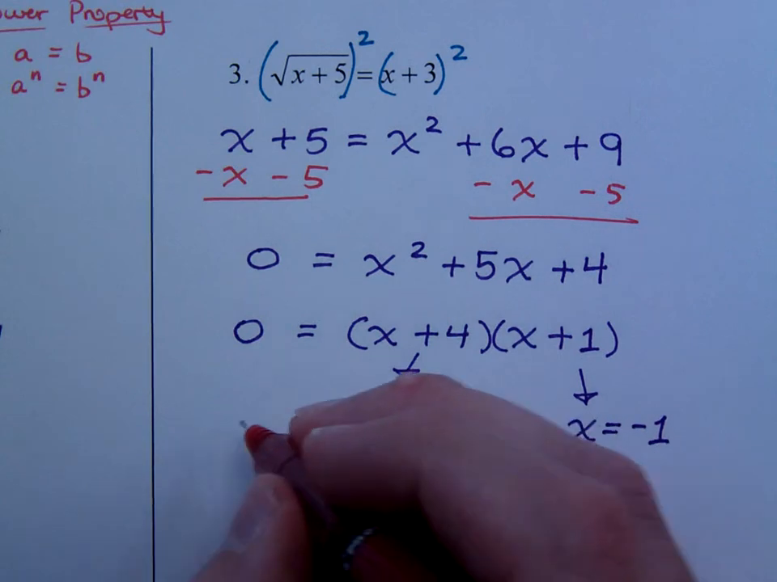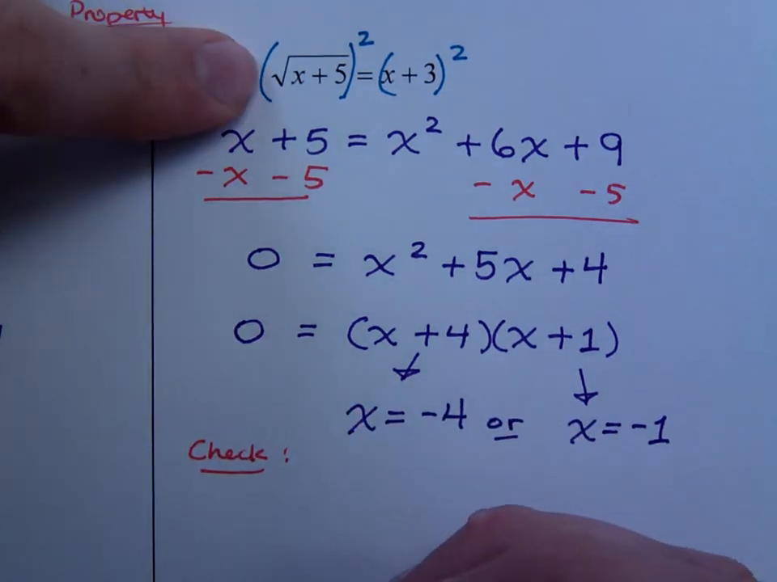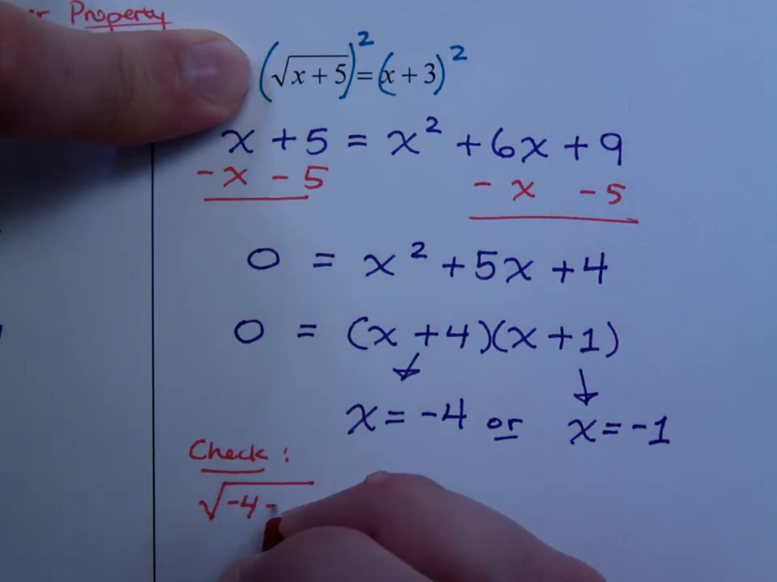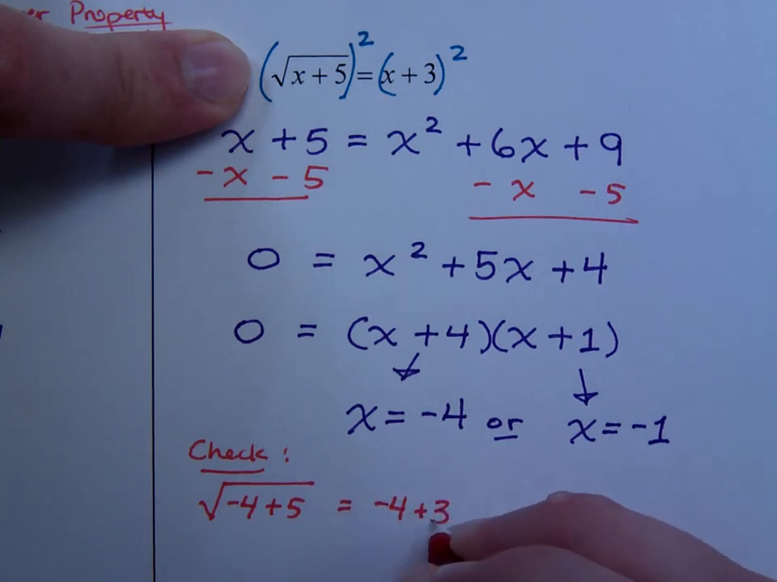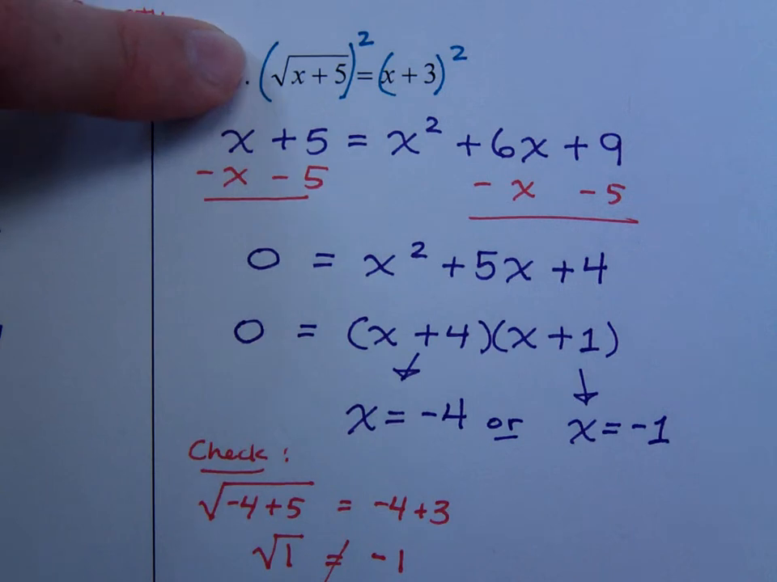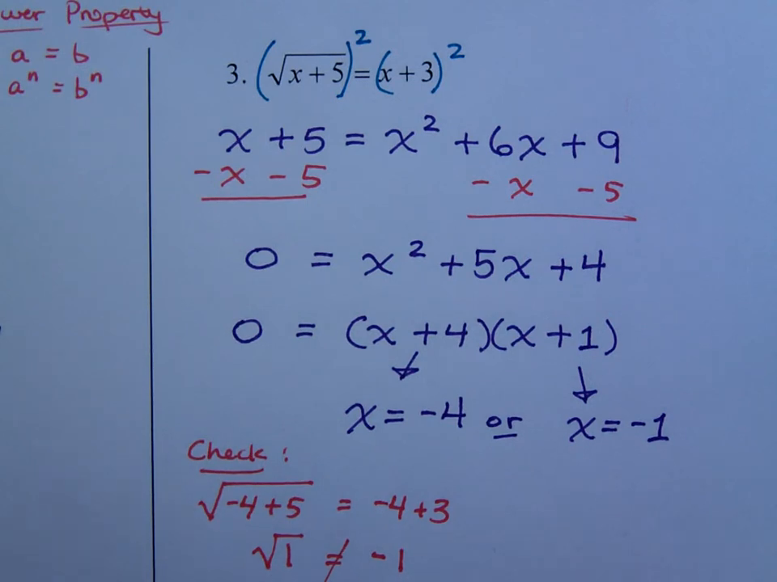If I check this guy right here, if I plug in -4, is the square root of -4 plus 5 equal to -4 plus 3? Well, this guy is the square root of 1, but the other side is -1. These guys are not equal. But remember, the square root symbol is just the positive or the principal square root, so this guy doesn't work.